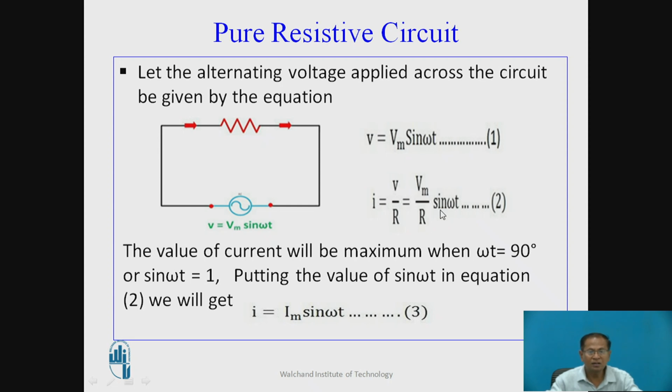Now, the value of current will be maximum when sin omega t is equal to 1. Sin omega t = 1 is possible when omega t = 90 degrees. Therefore, I = Vm/R, and this is considered the maximum peak value. Therefore, Im = Vm/R. Therefore, I = Im sin omega t and V = Vm sin omega t. With the help of these two equations, it indicates that the current is in phase with the voltage and the phase difference is 0 degrees.